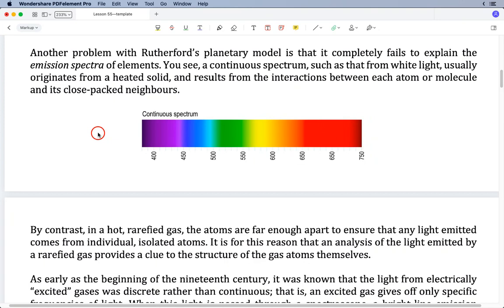Okay, this of course is the type of spectrum that we get from the sun. And so the sun is a heated mass of hydrogen and helium. All of these atoms are interacting with each other. And so this is why we get this continuous spectrum from the sun.